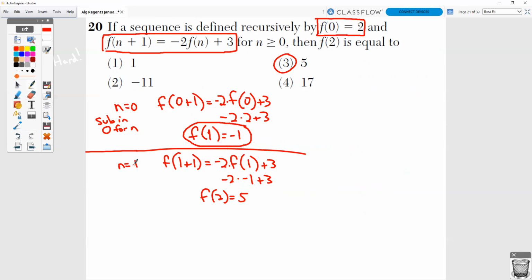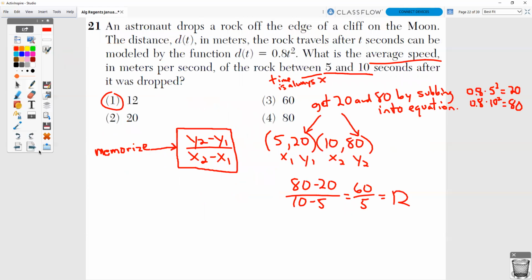Now that I know that, now I want to sub in a 1 for the n. So if I sub in a 1 for the n, I'm going to put a 1 here, and I'm going to put a 1 here. 1 plus 1 is 2. That's going to get me to my f of 2, which is what I want. And now do I know what the f of 1 is? Yes, I do. That's -1. So I can put a -1 where it said f of 1. -2 times -1 is +2, plus 3 is 5, which is choice number 3.